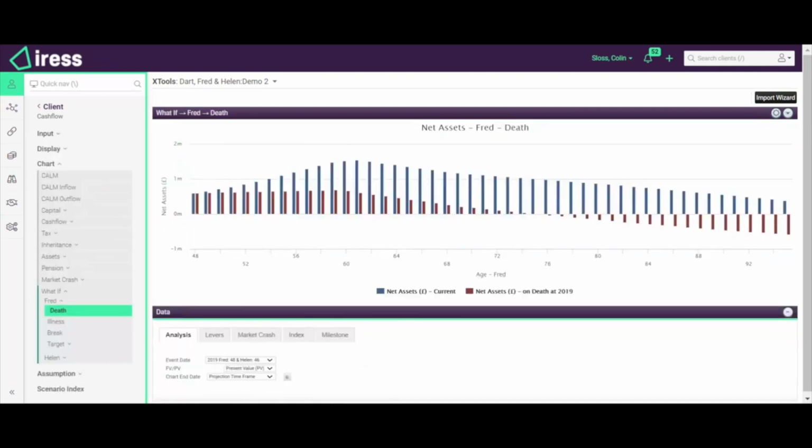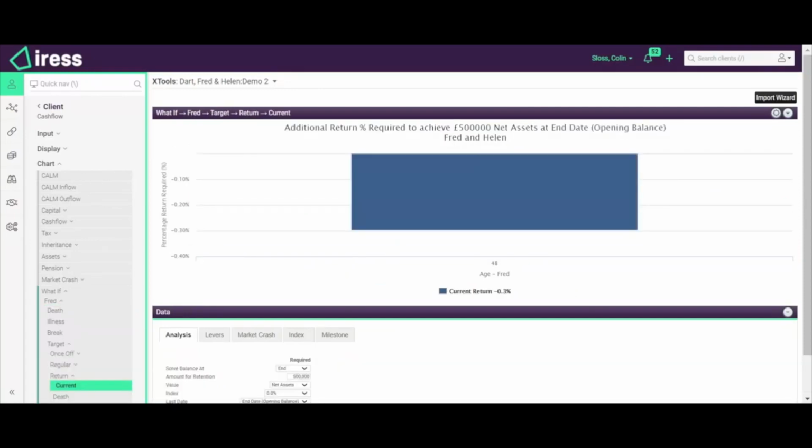There's also some powerful tools to look at things like disaster planning in the event of premature death, looking at potential liabilities over the years. You can also look at rates of return. In this case, we've said if we'd like to leave Fred and Helen with $500,000 at the end of the cash flow period, what extra return would they need to achieve that? And the answer being 0.3% there.